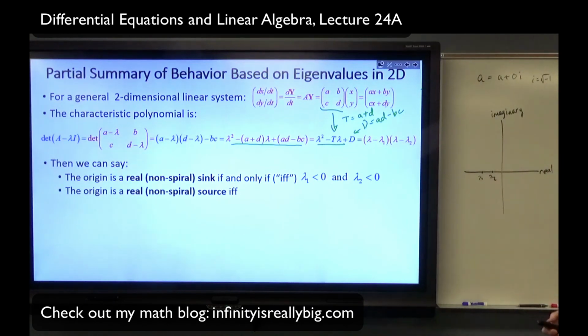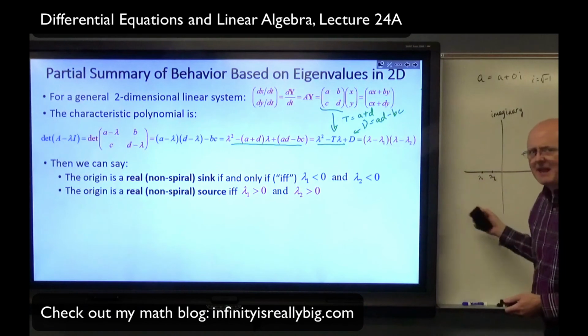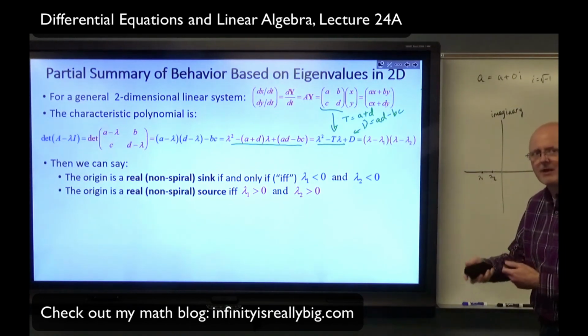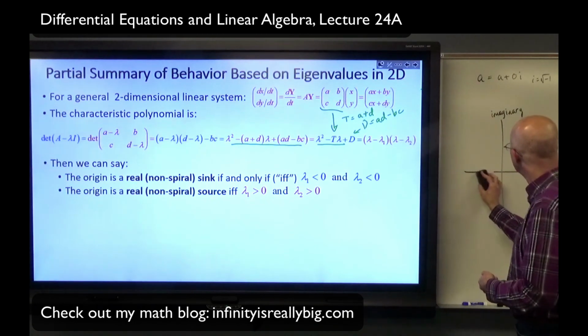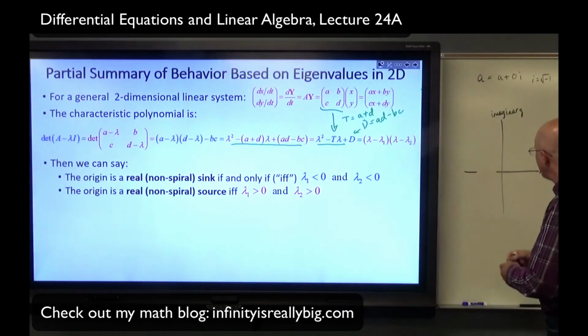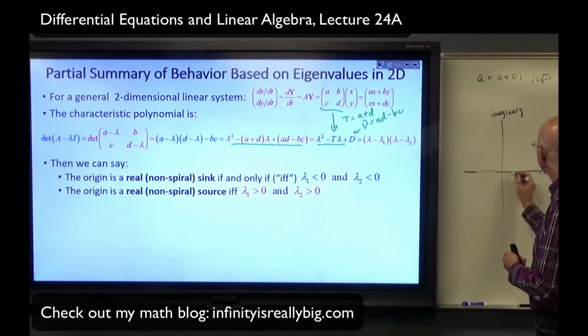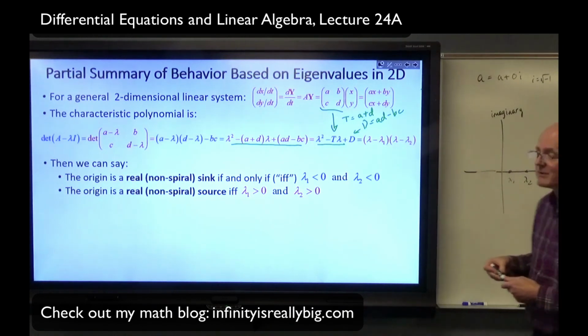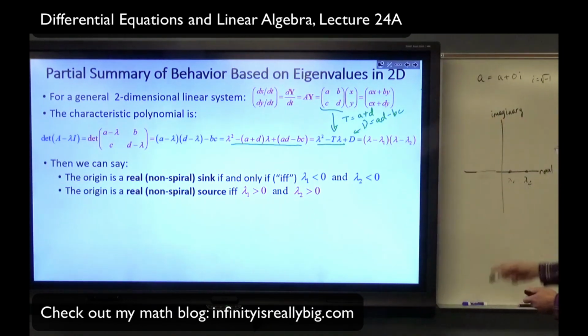Next one. The origin is a real non-spiral source if and only if both lambda 1 and lambda 2 are positive. In general, I'm not saying lambda 1 has to be less than lambda 2, even though I drew it that way. It could be the other way around. Lambda 2 could be less than lambda 1. That first example was a non-spiral sink. The second example is a non-spiral source when both eigenvalues are real and positive. They're both bigger than 0. I'm not saying necessarily which one is bigger than the other.